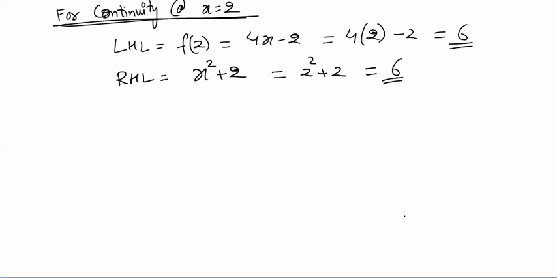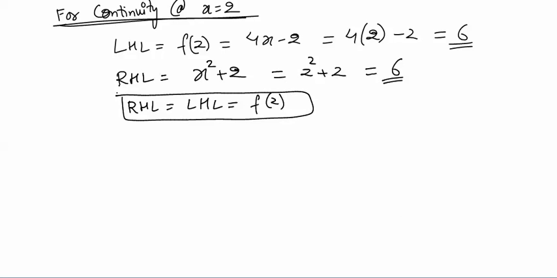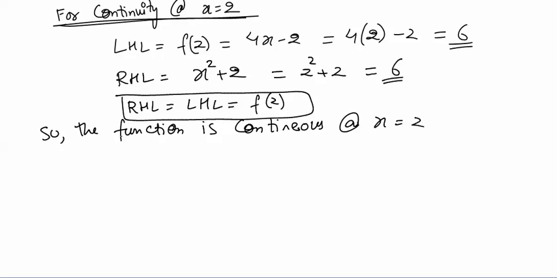So now RHL is equal to LHL is equal to f of 2. So we will say the function is continuous at x equals to 2. You can say this is note 2. This is continuous.